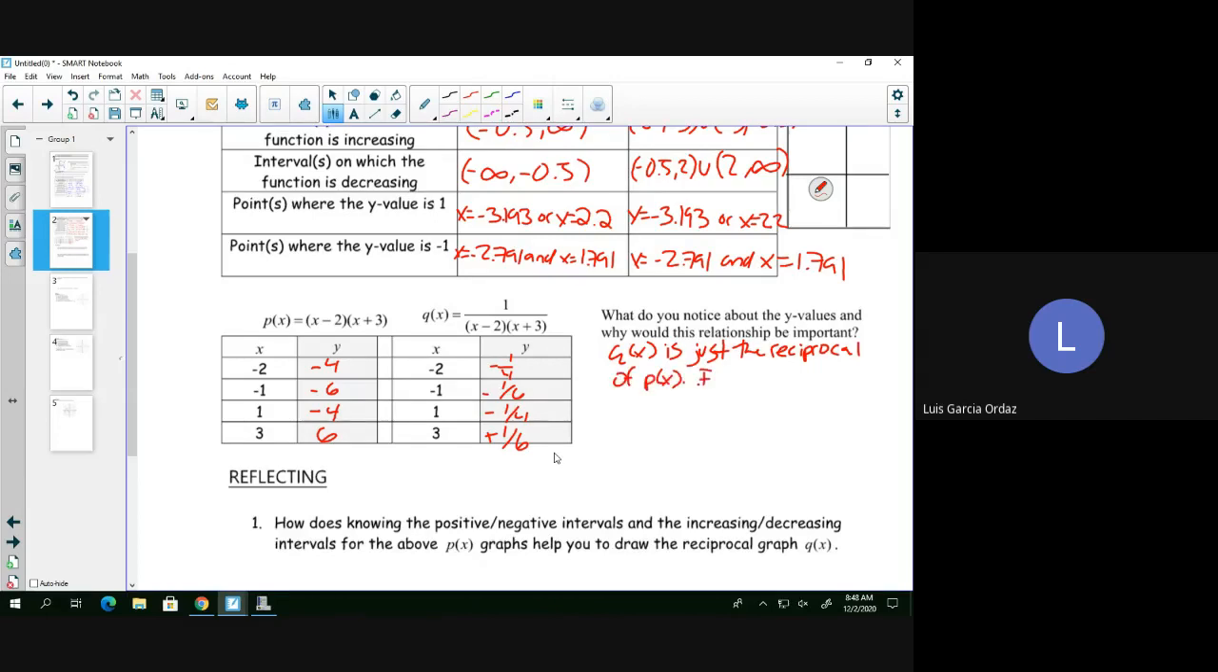So an example is if y is equal to 1 in p of x, then q of x is just 1 over 1. So it makes it just easier for us to graph using the equation, because all we have to do is literally just take the y values from the parent function p of x, and just use the reciprocal to find what the y values are for q of x.